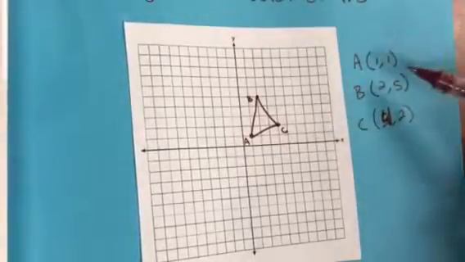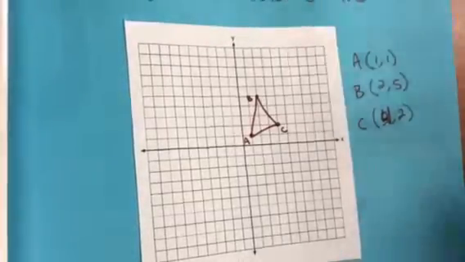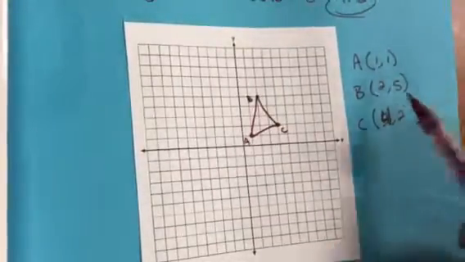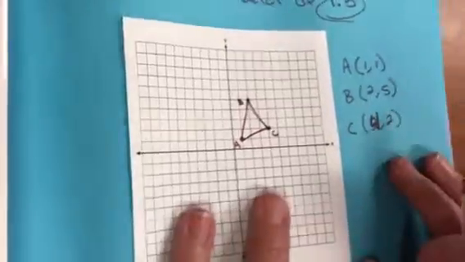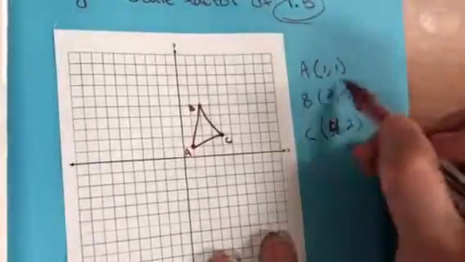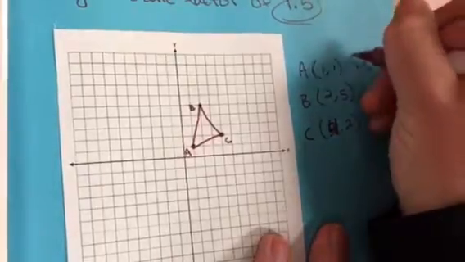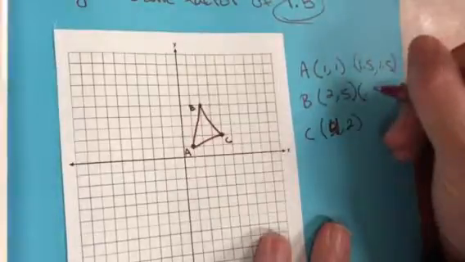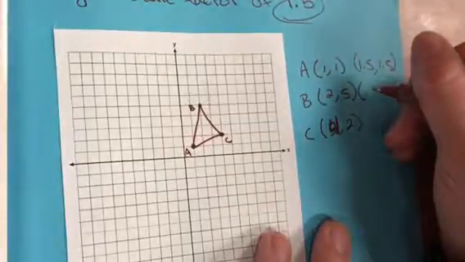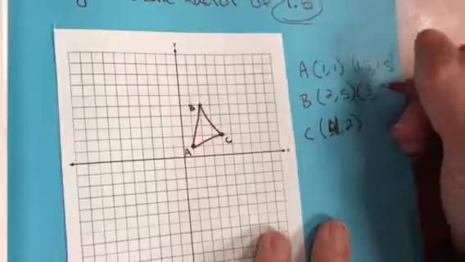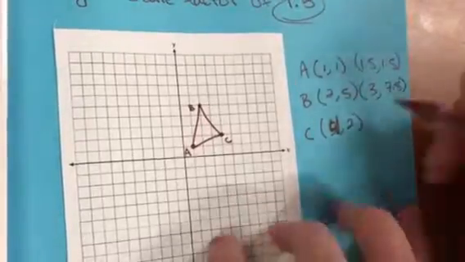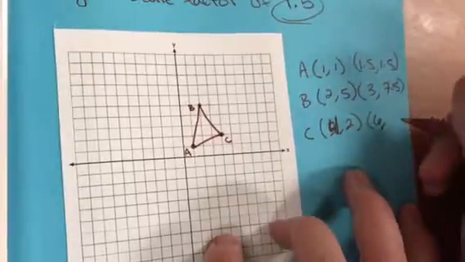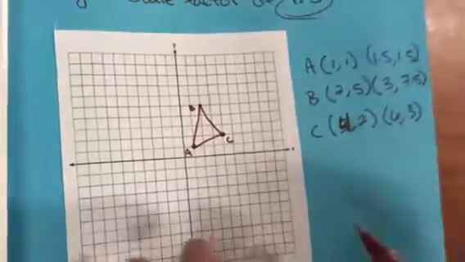So now we just have to multiply each of these by 1.5. What would our new point for A be? 1.5, 1.5. What's our new point for point B? 1.5 of 2 is 3, and 7.5. And what's our new point for C? 6 and 3. Okay, now all we have to do is put it on.